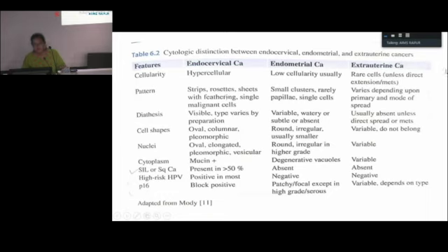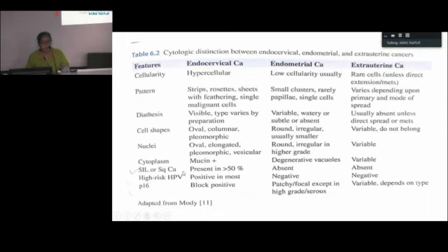So if you compare all of these, you can see in the endocervical adenocarcinoma, the cellularity is most. It is hypercellular for obvious reasons, because that is being sampled directly. Tumor diathesis is present in all, but it is visible more often in endocervical carcinoma. Cell shapes. In endocervical carcinoma, the cell shapes are generally oblong. The nuclei are elongated to oval compared to endometrial and extrauterine carcinomas, but this can be variable.